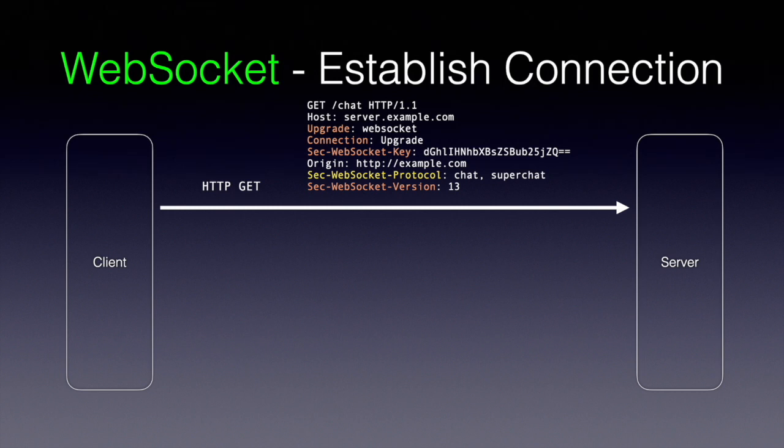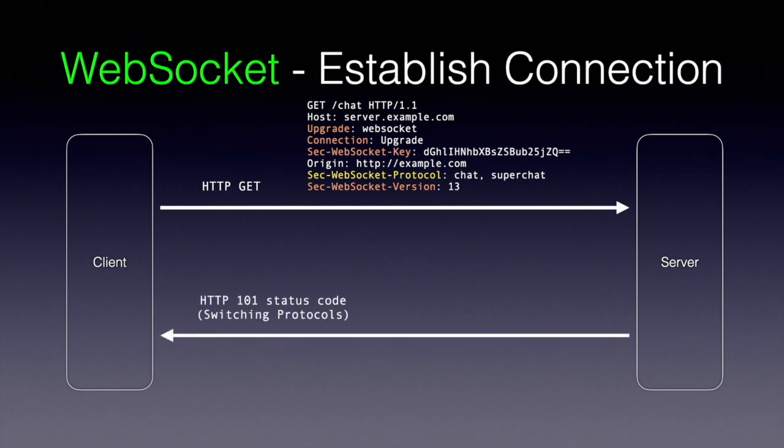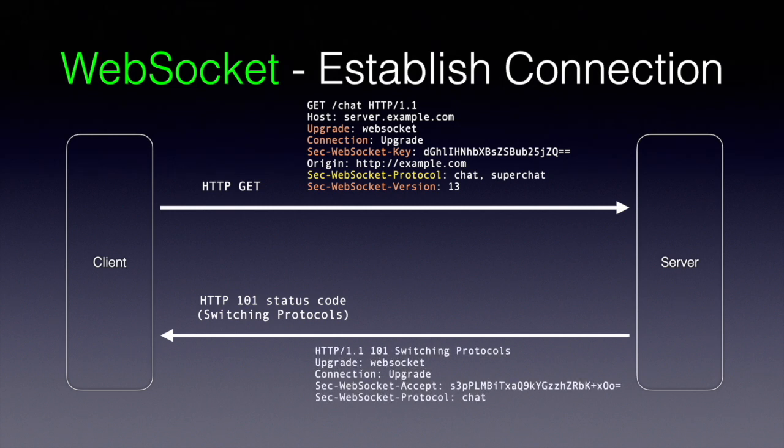So once the server receives this request, it will process it, and if all goes fine, then the server returns back HTTP 101 status code, which is switching protocols, and the list of headers that it will send back are, you can see, the Upgrade. Again, it's websocket, Connection is Upgrade, and the protocol it has chosen: like in the request it was chat and superchat, but in the response it has returned the protocol as chat. So that is the protocol that the server will communicate in.